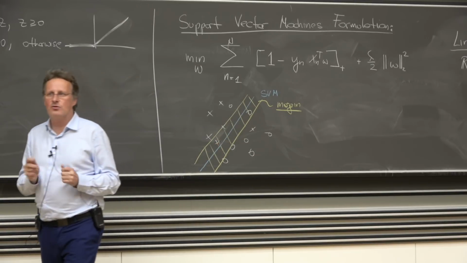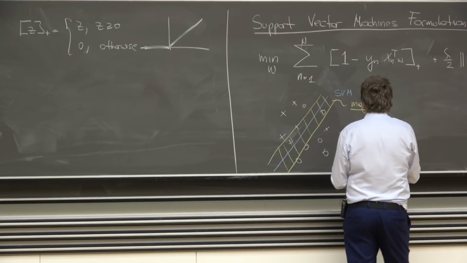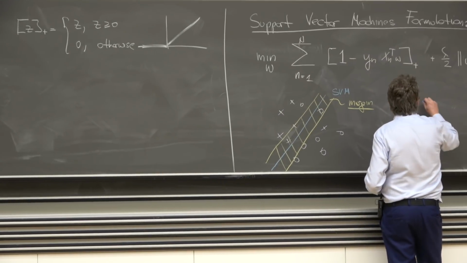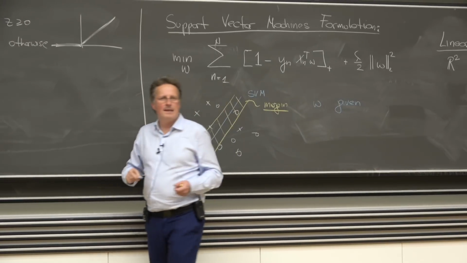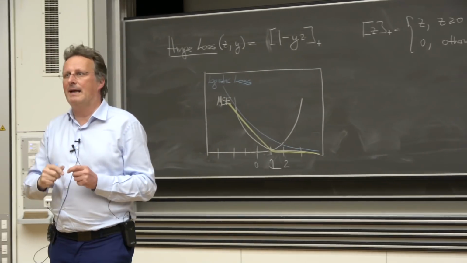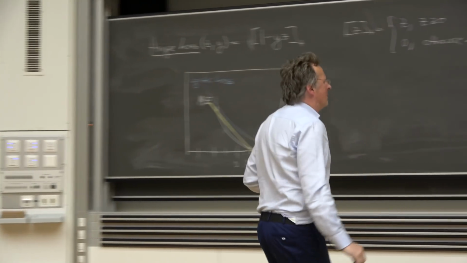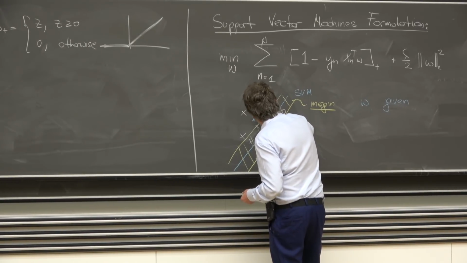And how are these two hyperplanes defined? They're defined once you give me the W, so once you give me the direction, this defines, of course, the hyperplane. Remember, the W is just a vector that's perpendicular to the hyperplane.